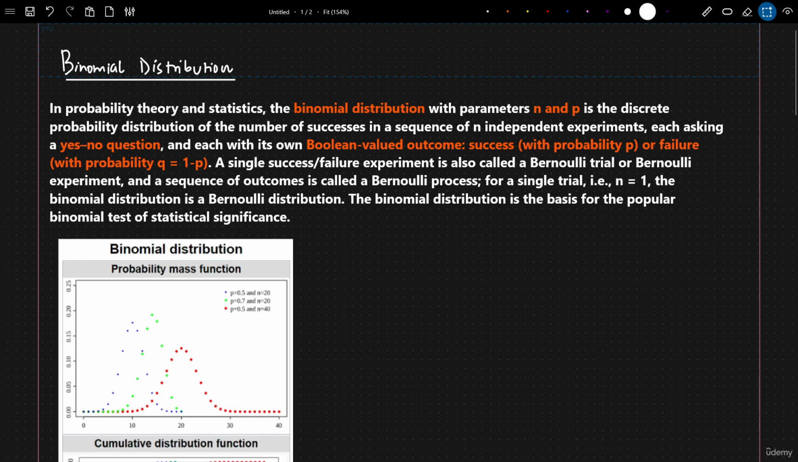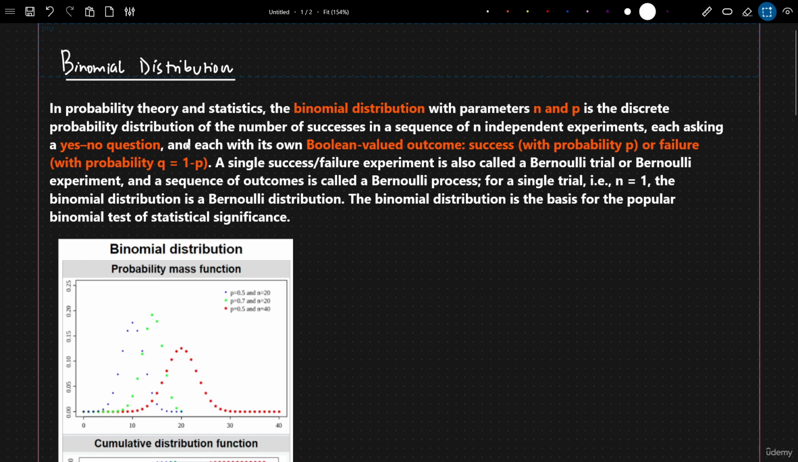Wikipedia. The entire credit goes to Wikipedia along with the diagram, along with the definition. It is always a good practice to try to see Wikipedia, because over there the content is quite precise and you'll be able to understand things. So over here in probability theory and statistics, the binomial distribution with parameters n and p. There are two important parameters, n and p.